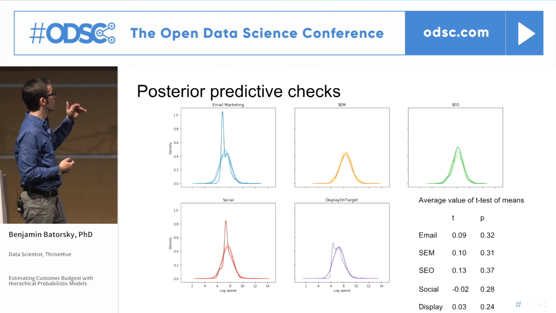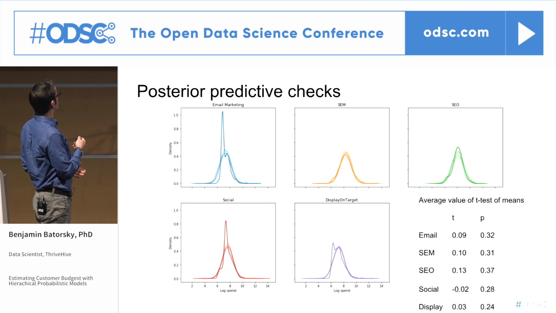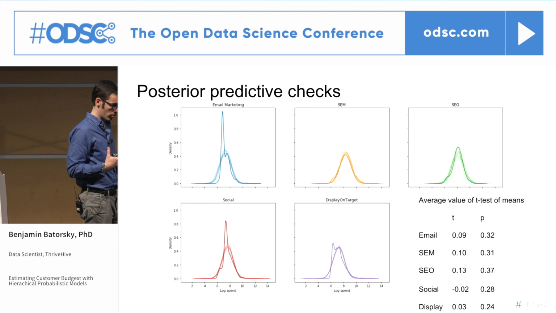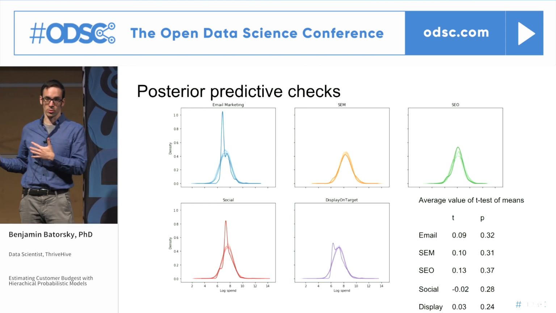So it's a little bit hard for a normal distribution, which is what we specified, to fit a distribution that looks like that. But for SEM and SEO, which seem to have a much more normal shape, it seems to do a reasonably good job.